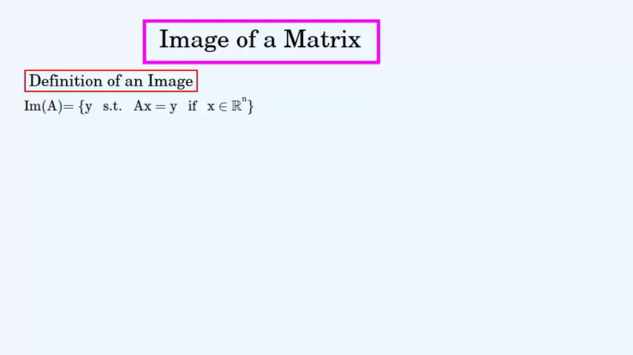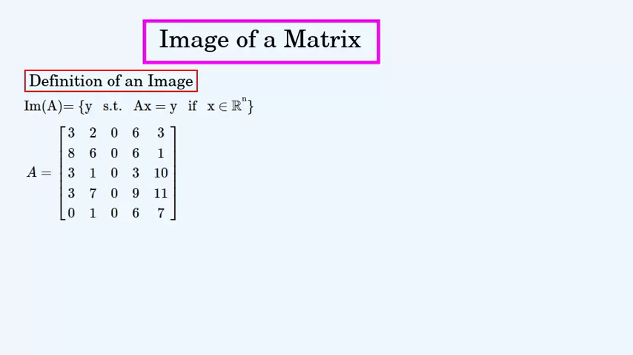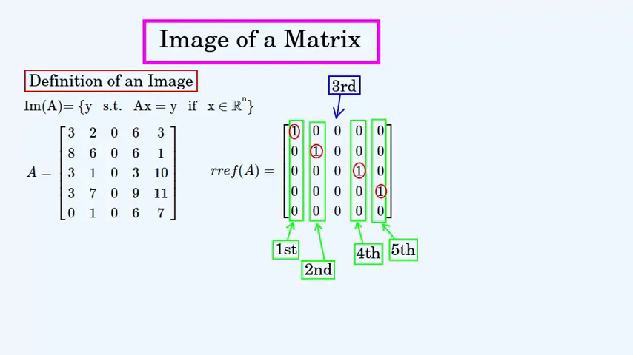So we'll start by defining what the image of a matrix is. It's all of the possible products of this matrix when multiplied by a column vector on the right. So here's an example of such a matrix. A is a square matrix with a column of zeros in the middle, and we'll try to find the image of this matrix. We'll get it into reduced row echelon form, and then look for all of the pivot columns.